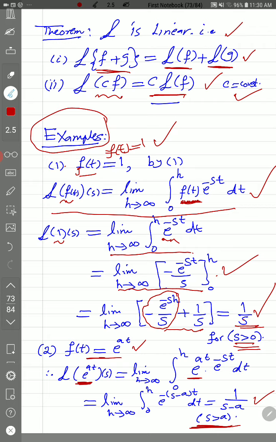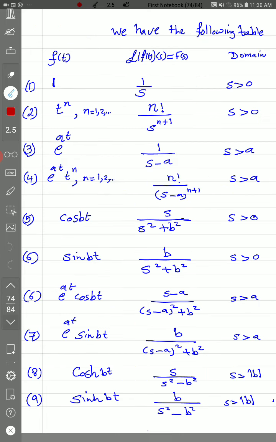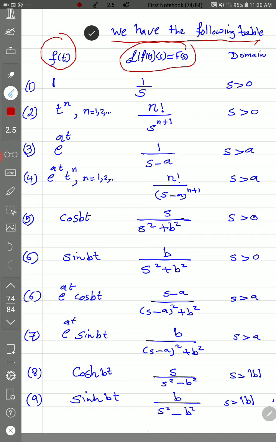Of course, we shall not deal with these things as I said. We shall have a table. I just want to show you how we do it. Now let's go. This is the table which is very important. We have the following table for Laplace. This is your function f of t, and this is the L of f, and this is your domain. I put it just to inform.